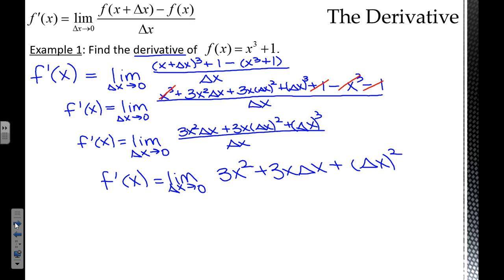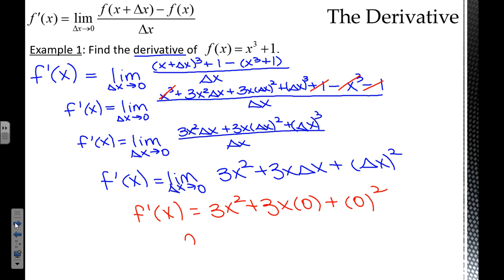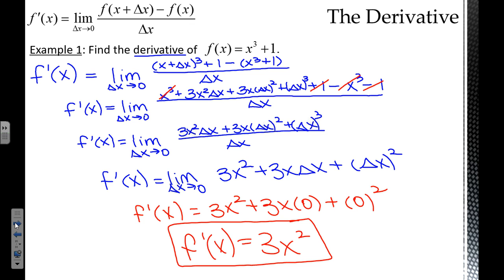Now we evaluate the limit. Where do we plug in 0? For delta x. So to evaluate our limit, we're plugging in 0 for delta x. Which means, what are we left with? 3x squared. It is good if you have an x in there, okay? It is going to be some sort of an equation.